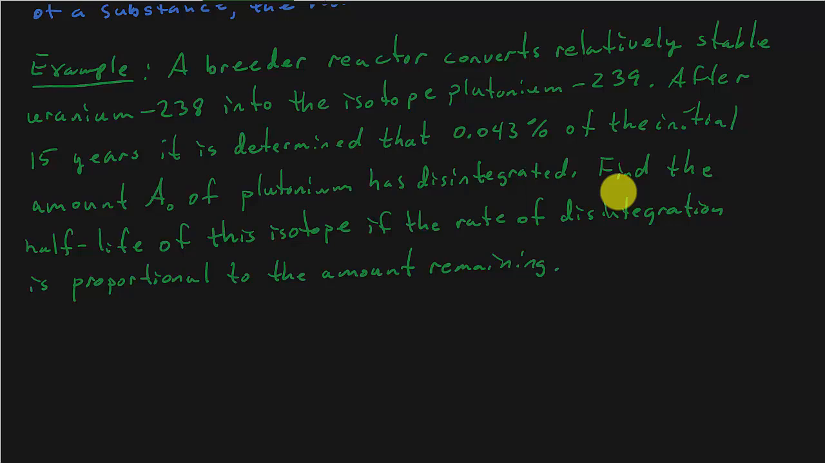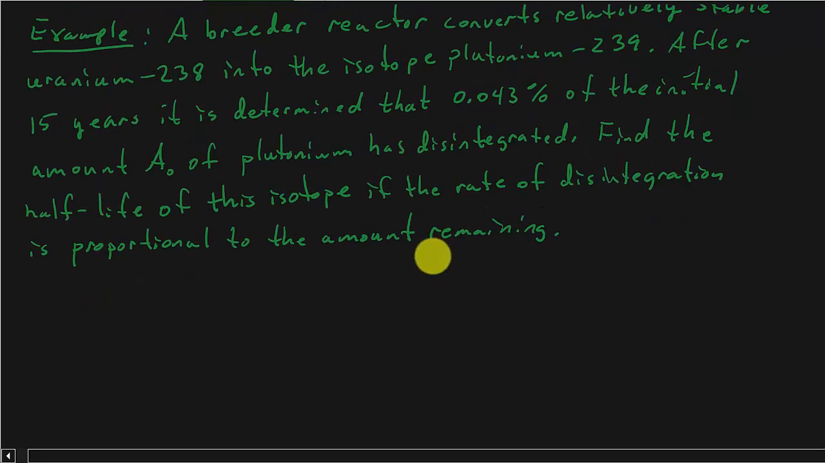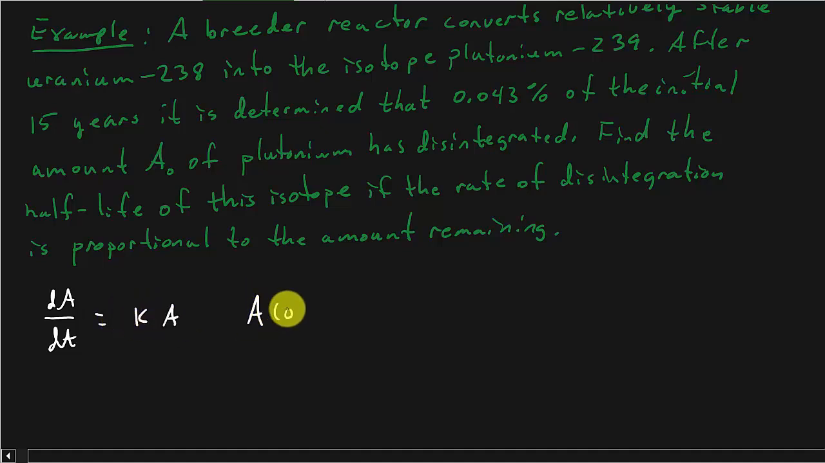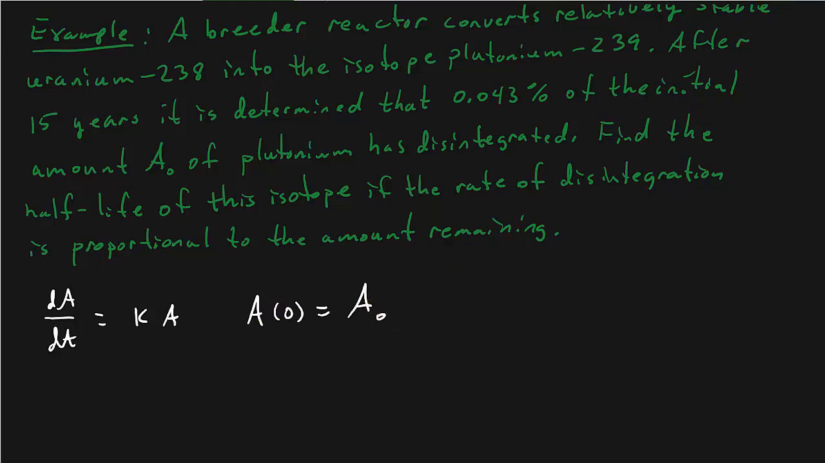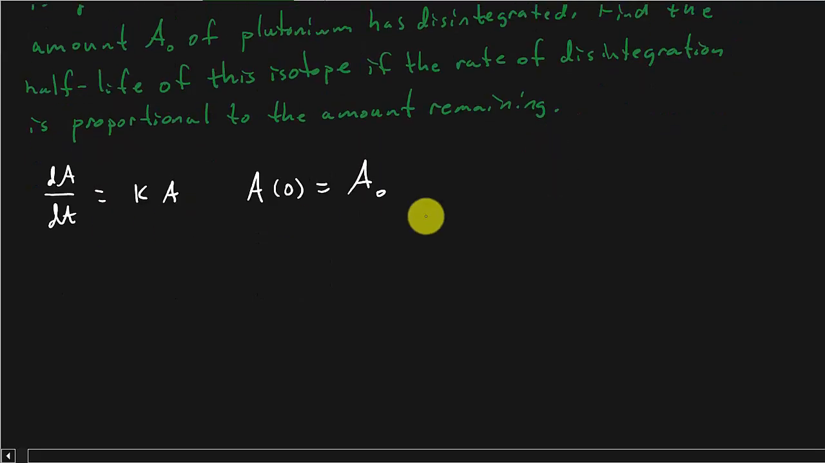All right. So we've got dA/dt is equal to K times A, where A of 0 is A0. That's the initial amount at time t equals 0. A of 0 equals A0. All right, so I'm not going to go through and solve this equation, but if we go through and solve it, we would get A of t is equal to A0 e to the kt. Just like we did in the previous problem.